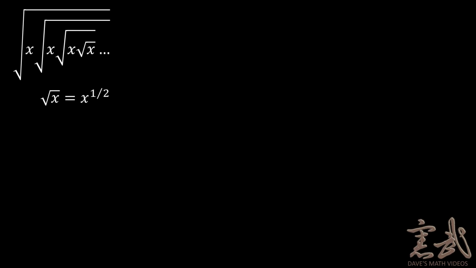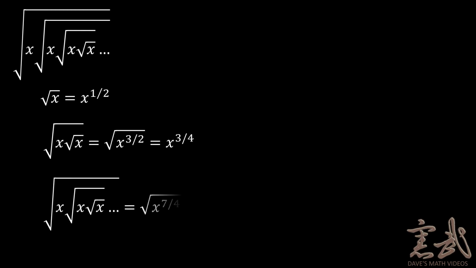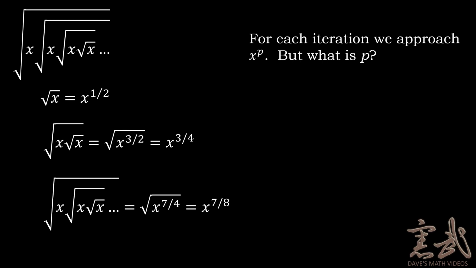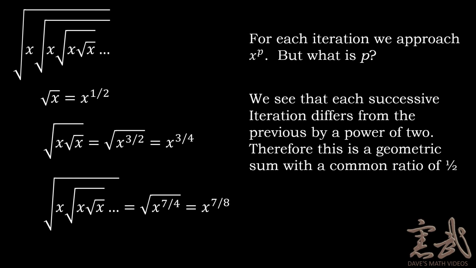If we take a look at some of the subcases, we would find that the square root of x is equal to x to the 1/2 power. If we nest a square root of x within another radical, we get x to the 3/4 power. Repeating this one more time, we get x to the 7/8 power. So it seems that for each iteration, we are going to approach x to the p. But what is the value of p?